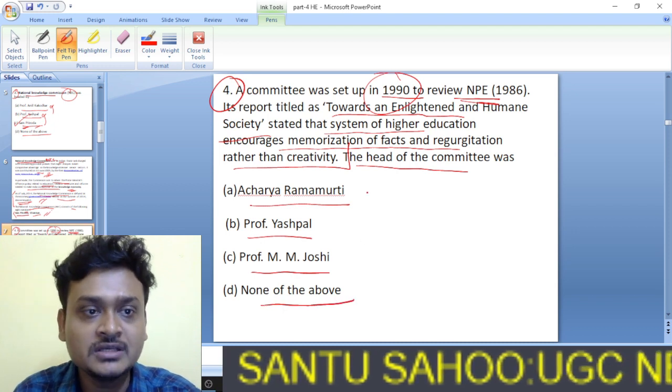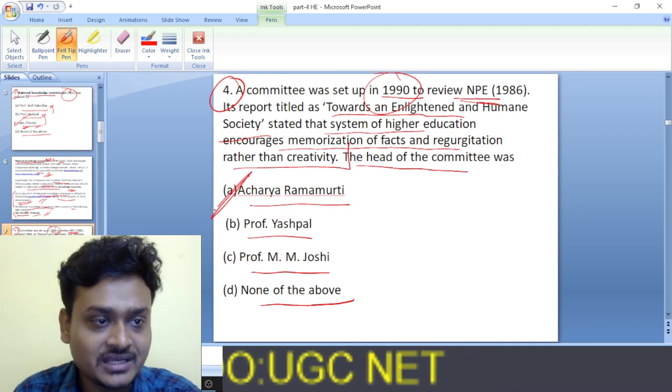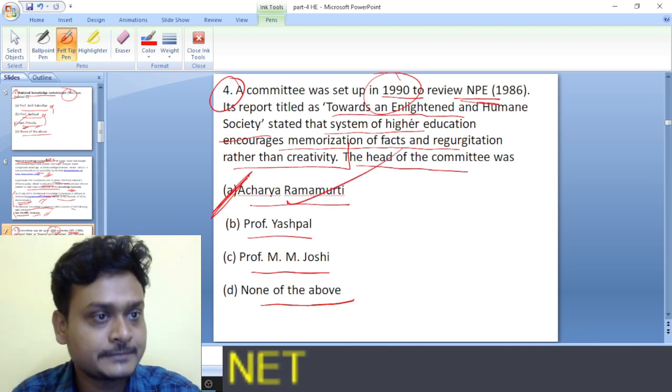So yeah, the committee was set up in 1990, and the head of the committee was Acharya Ramamurthy. So here A is the right option.